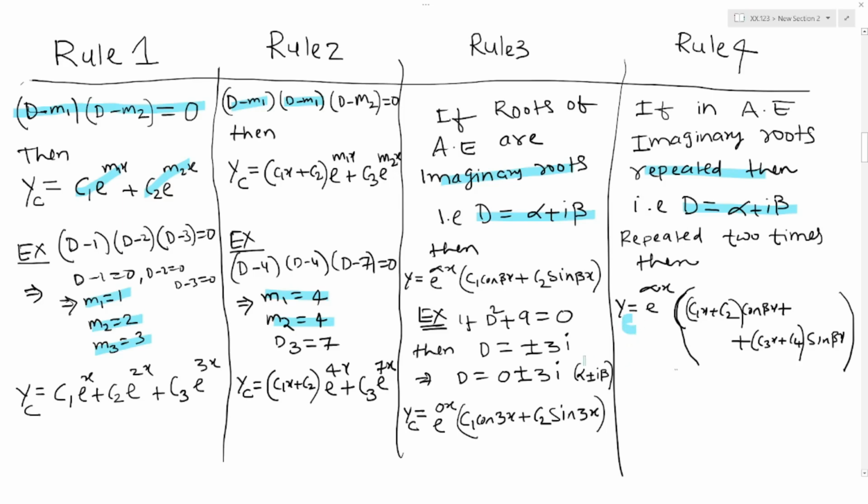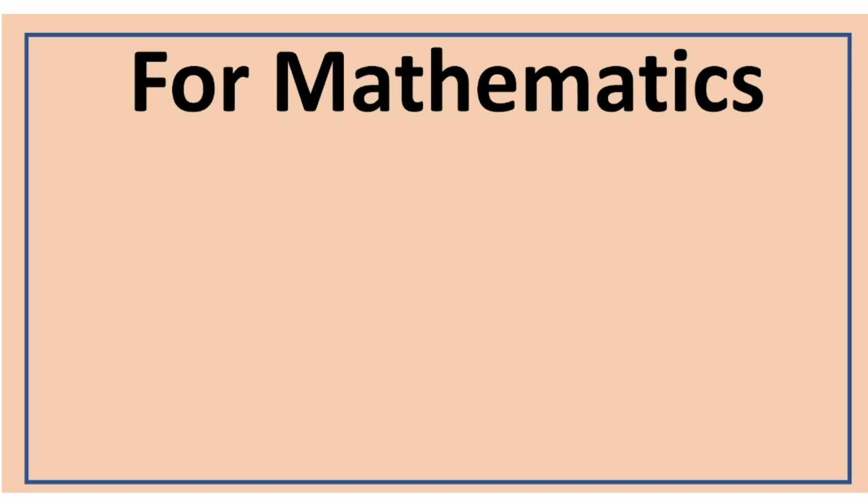So here is the yc. yc equals e raised to alpha x, and in the bracket will come (c1 x plus c2) cos beta x and (c3 x plus c4) sin beta x. So these are the 4 rules.